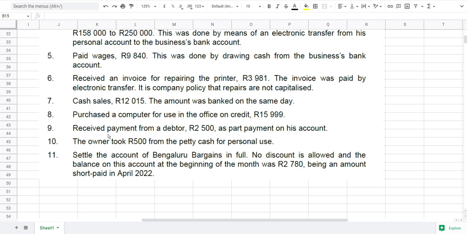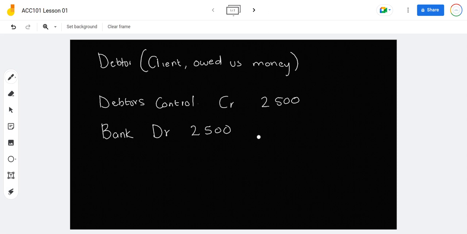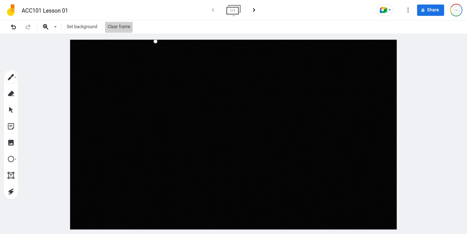Then number 10 says the owner took 500 from the petty cash for personal use. All right, for personal use. Now the petty cash is an asset, and the asset is losing money in this case because the owner is taking money. So the asset is going to decrease on the credit side by how much? By 500.